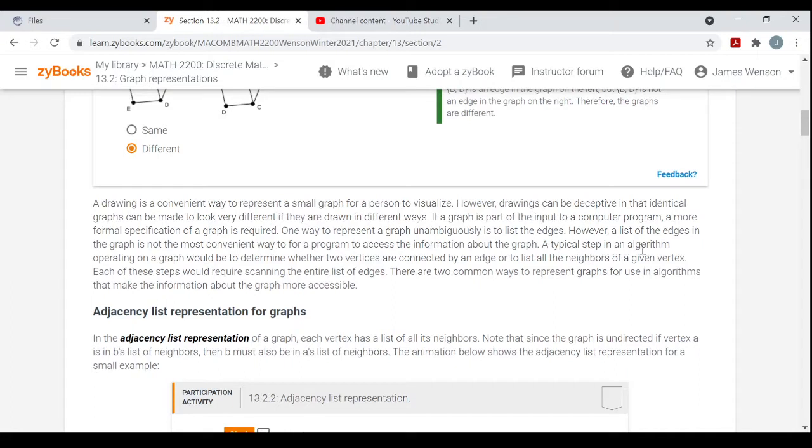A typical step in an algorithm operating on a graph would be to determine whether 2 vertices are connected by an edge, or to list all the neighbors of a given vertex. Each of these steps would require scanning the entire list of edges, which would again take a while, especially with a lot of edges. So there are 2 common ways to represent graphs for use in algorithms that make the information about a graph more accessible.